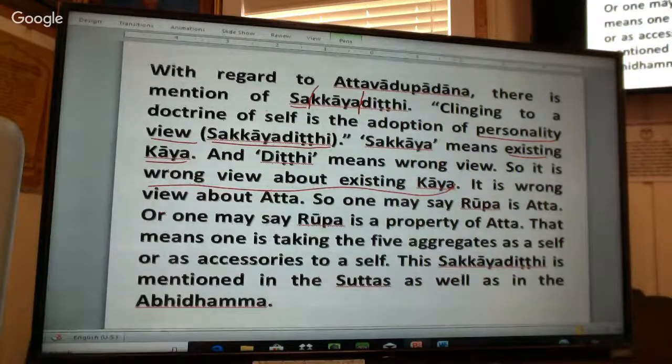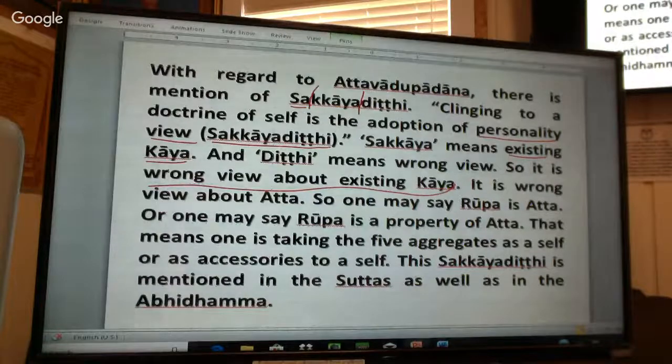So Sakkaya Ditthi is mentioned in the Sutta as well as in the Abhidhamma, because Sakkaya Ditthi is very, very important. When we have Sakkaya Ditthi, we don't see the nature of our body and mind, Nama and Rupa. It's not possible. If we don't see Nama and Rupa, we don't understand the three main characteristics: Anicca, Dukkha, Anatta. The impermanent nature, the suffering nature, the soulless nature, Anatta. So wrong view is very, very important.